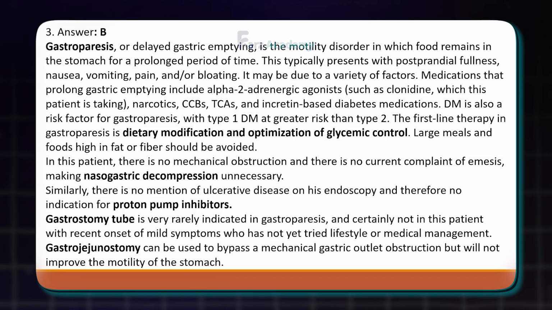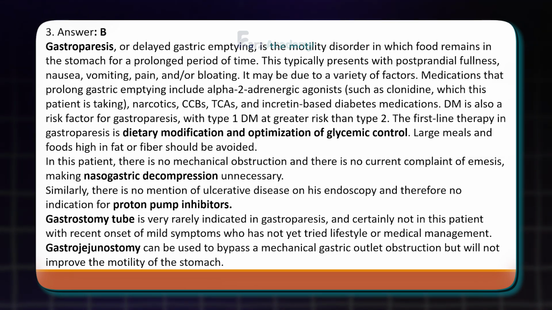First line therapy is dietary modification and optimization of the glycemic control. So they have asked in the question is the best next step. So next step would be first dietary modification and optimization of glycemic control. Okay. Large meals and foods high in fat and fiber should be avoided.